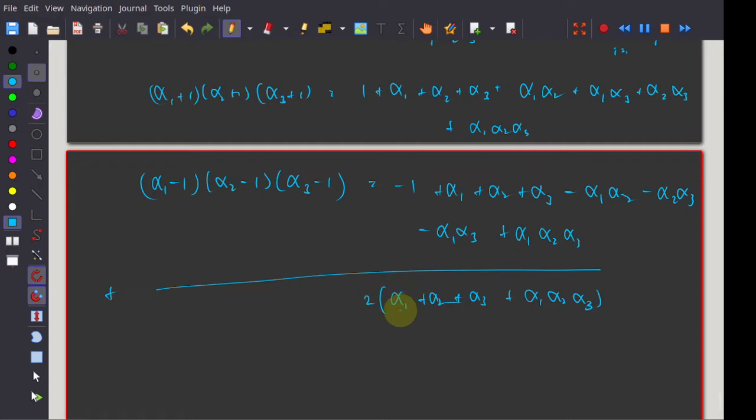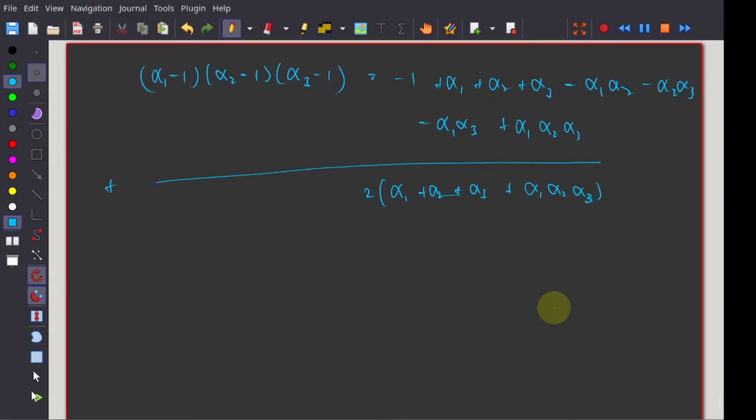Correct. So it will be alpha 1, alpha 2, alpha 3, and alpha 1, alpha 2, alpha. So in this case, basically x2 and x3 are equal to minus 1. For this particular term, you have x1 and x3 equal to minus 1. And in this term, none of them are equal to minus 1. So basically what we want is the following.